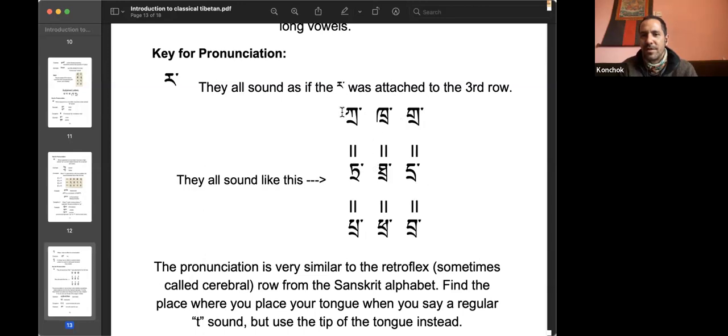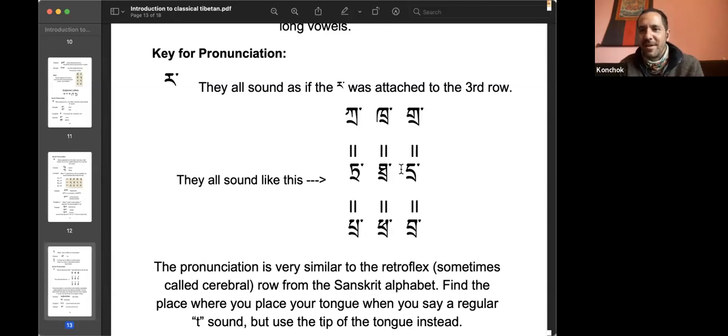So the first row and the fourth row and the third row, they all sound like the third row. And the way we would pronounce it is this retroflex sound, ta. Like I said, you put the tongue up there, ta. So the tone rule remains, except you just put your tongue up there every time you see a Ratak on these letters.